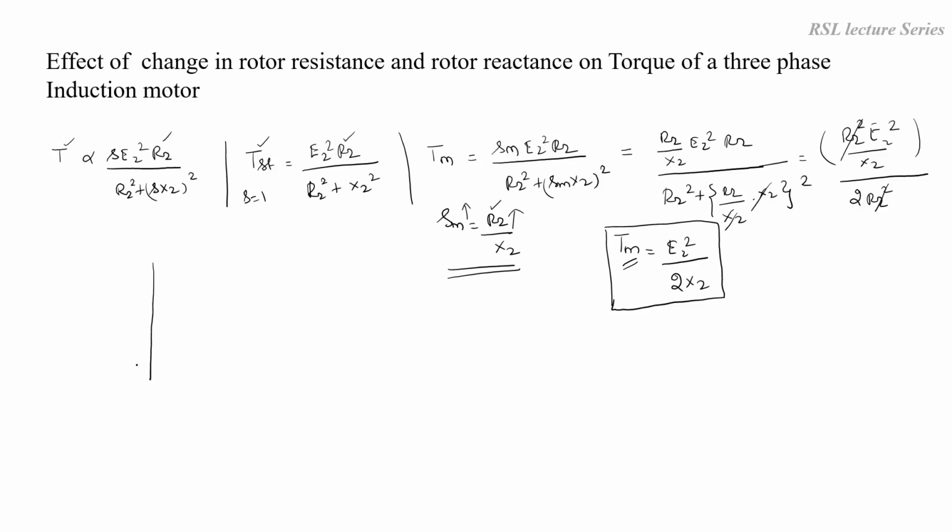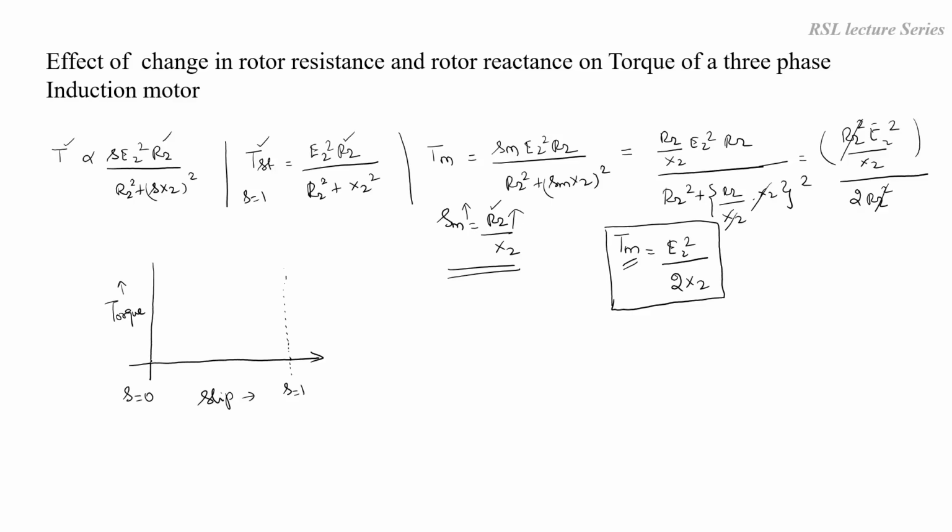So if you see the torque slip characteristics, by taking slip along the x direction and torque along the y direction. So here slip starts at S is equal to 0 and goes to S is equal to 1. Okay, S is equal to 1 corresponds to the starting torque value, the starting condition.